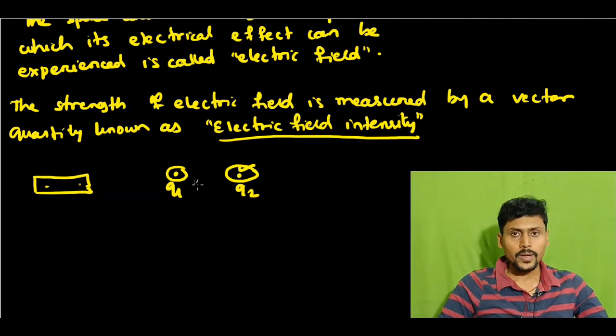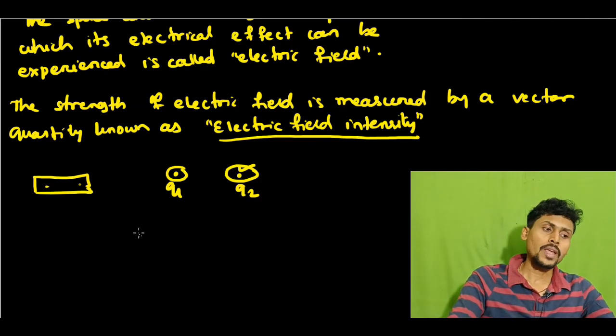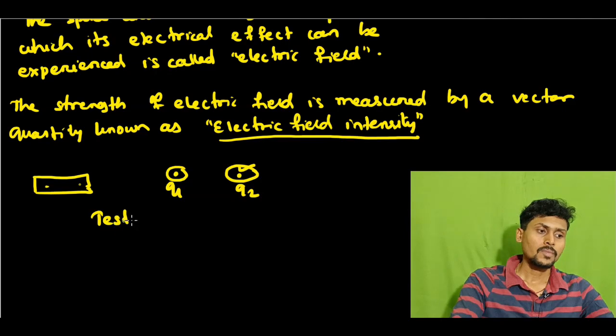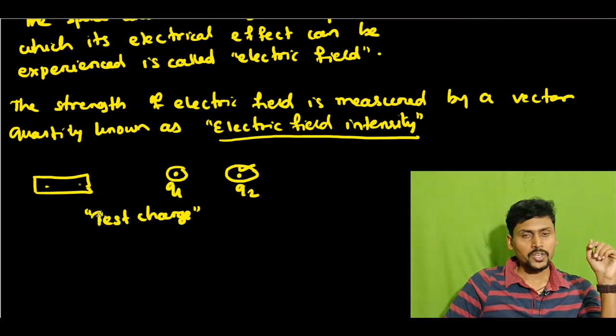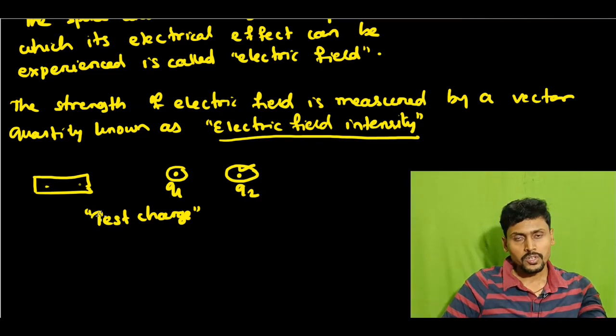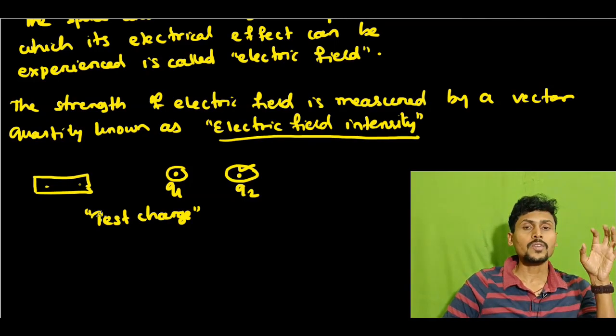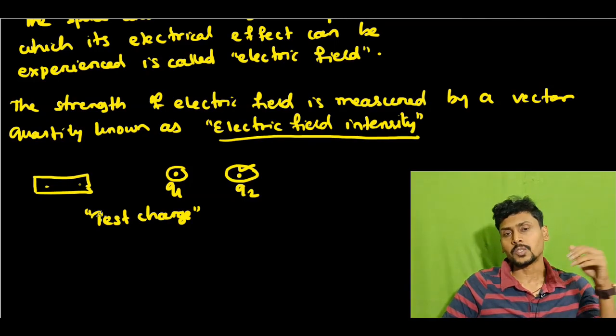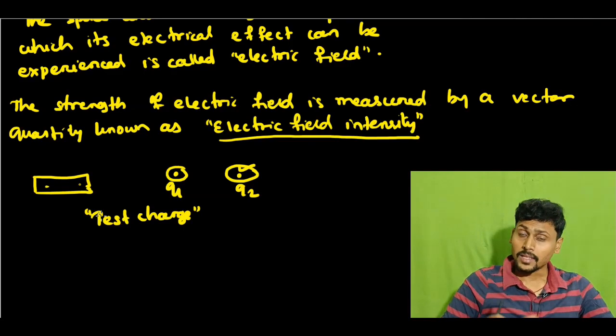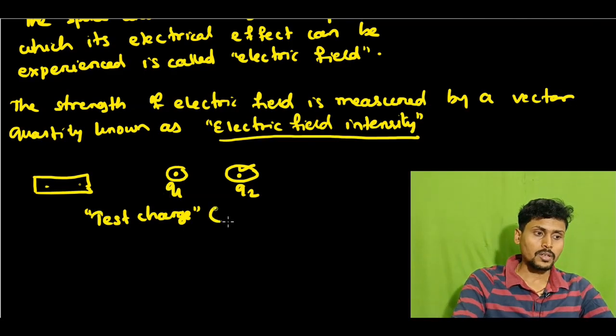So to determine whether an electric field exists or not, we have to take the help of a charge, and that charge is known as a test charge. So now remember this new term, test charge. What is a test charge? A test charge is a charge which is used to test the presence of an electric field in a region or in a space. And the symbol for test charge is Q0.